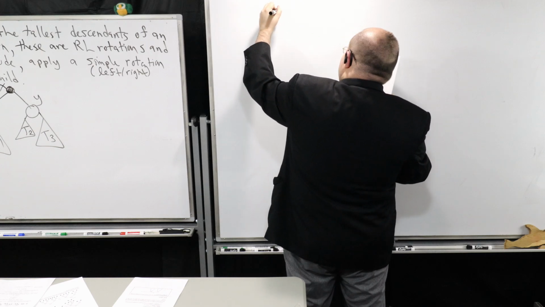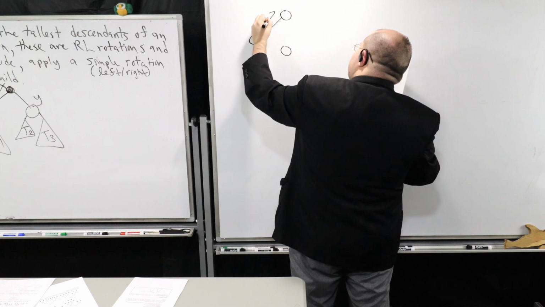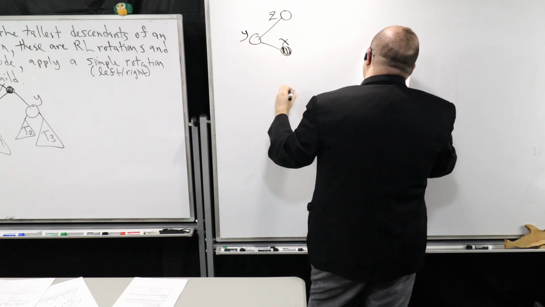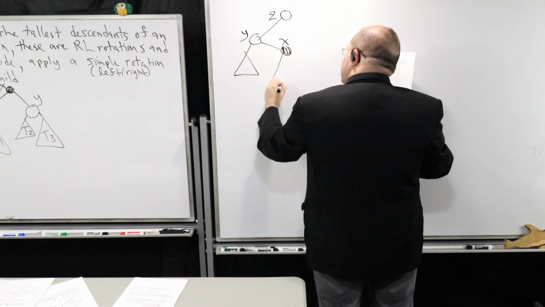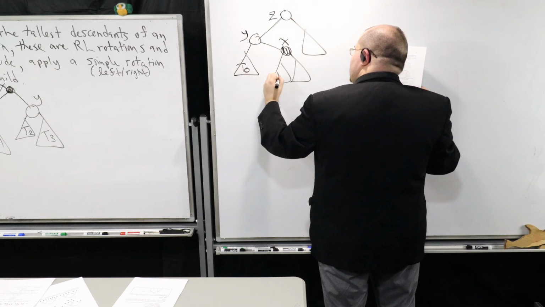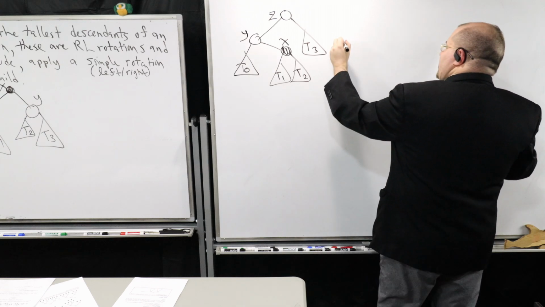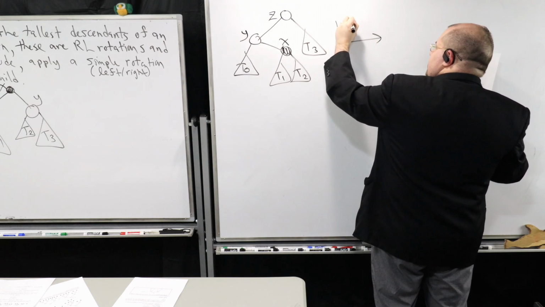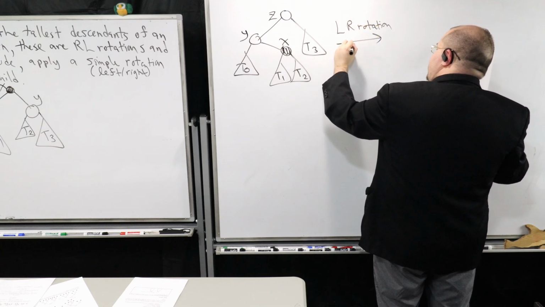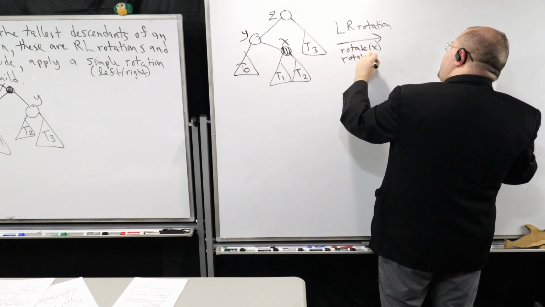So here's the LR rotation. It's just symmetric to the other one. So you know you're going to be rotating an X. So I have T0, T1, T2, and T3. And I'm going to do my LR rotation. Remember, with double rotations, we're just doing rotate X twice. That's all it is. Don't make it more complicated than it has to be.